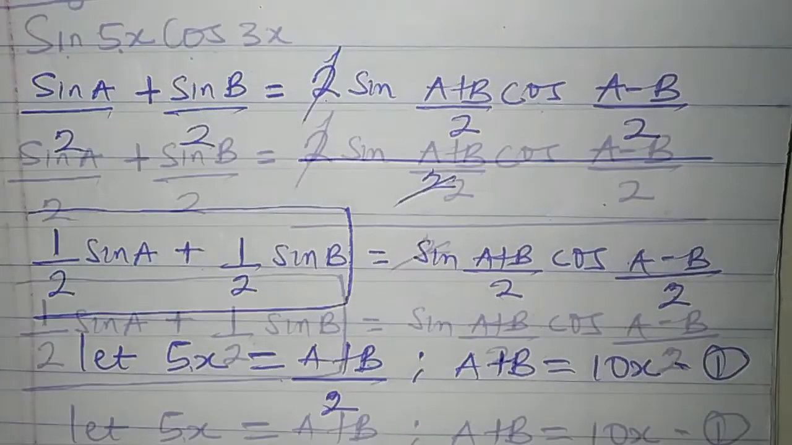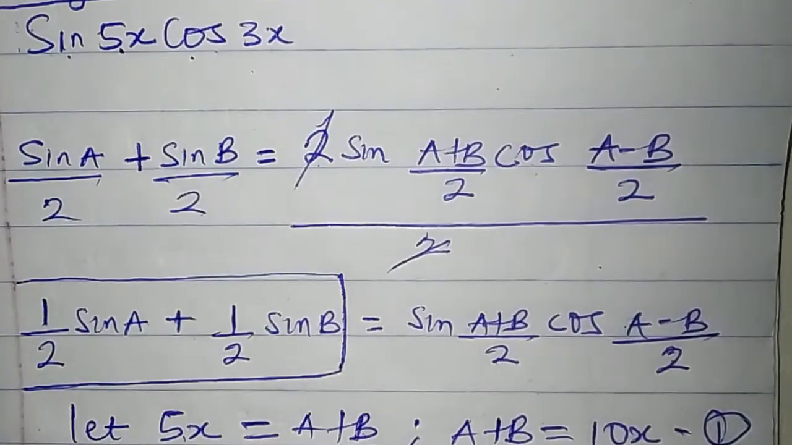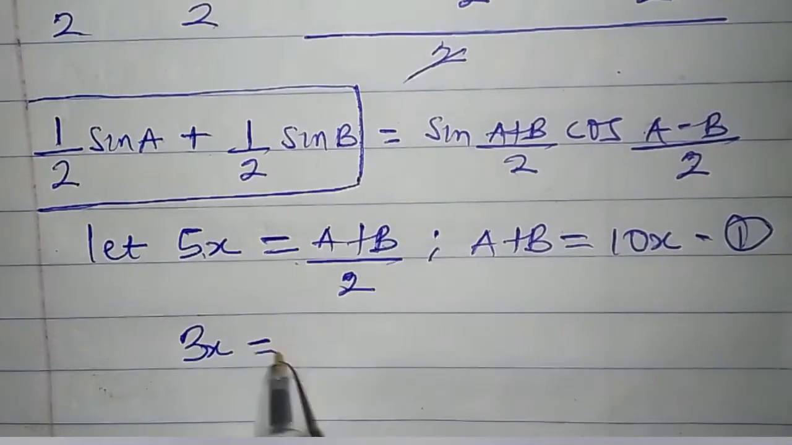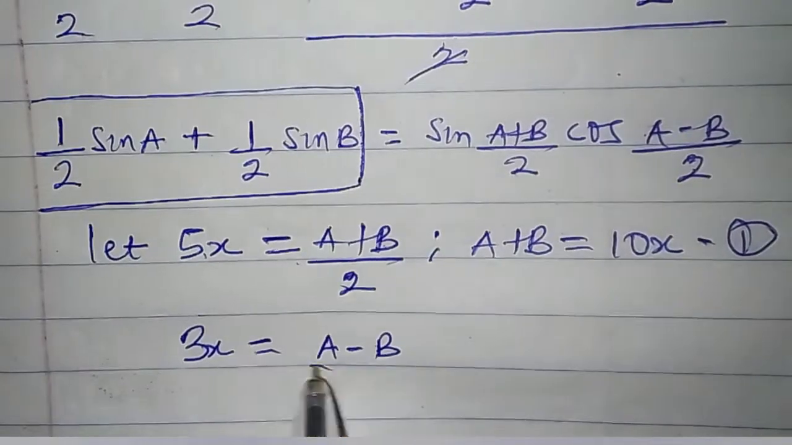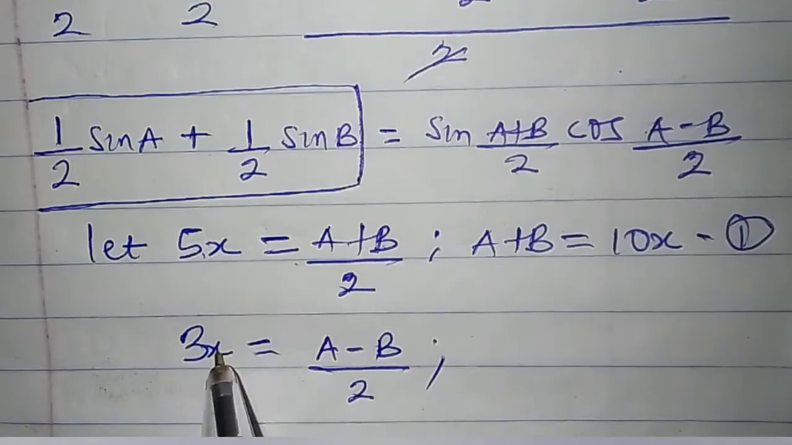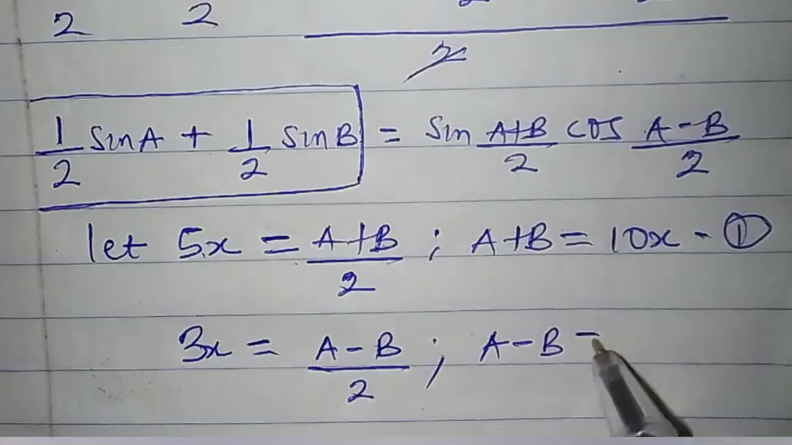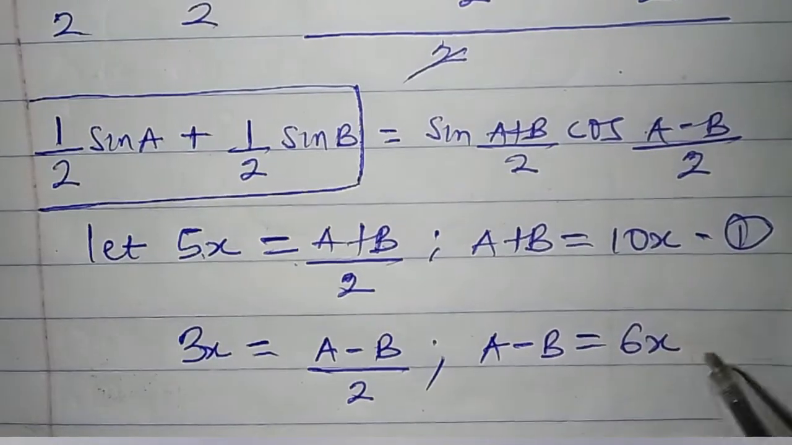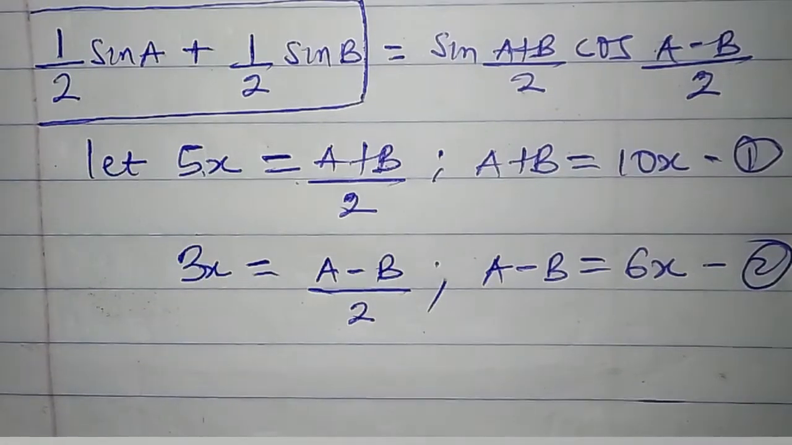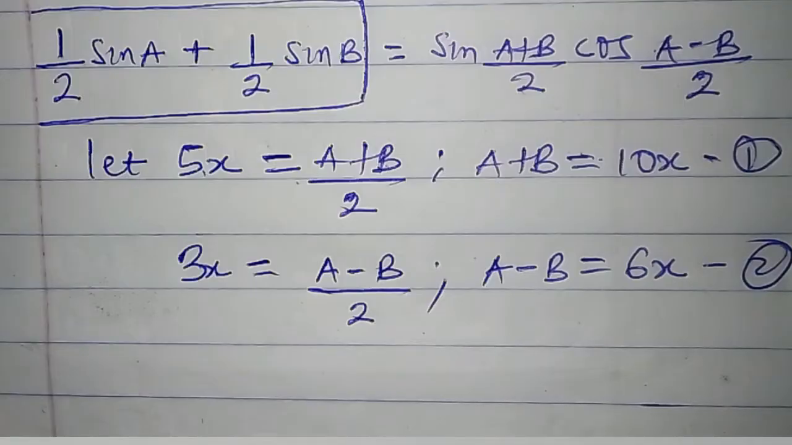Let's call this equation 1. Also, we will let 3x be equal to (A minus B) over 2. So if we cross multiply, 2 times 3x is 6x. So A minus B will be equal to 6x. Let's call this equation 2. Our job now is to solve this simultaneous equation for A and B.